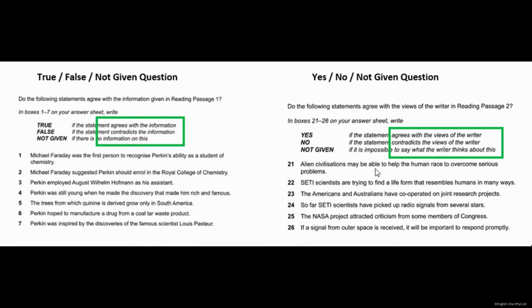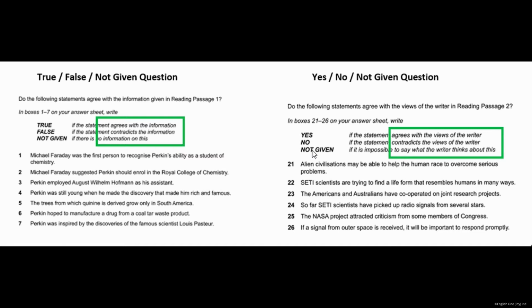For the yes, no, not given, you have to look for the views of the writer, so the writer's opinion. If the statement, like this one here, number 21, agrees with the views of the writer, so it's the same information, same views, then the answer is yes. If in fact it contradicts the view of the writer, so the opposite is available in the text, then it's no. And if you cannot find, or it's impossible to say what the writer thinks about this, then it's not given.